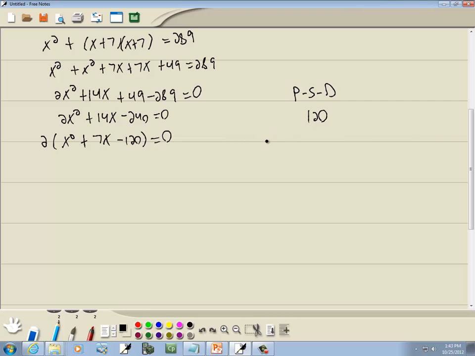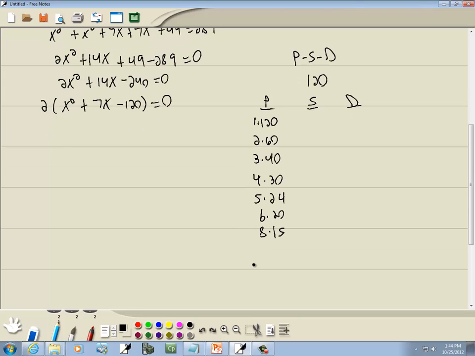Take the number at the end, ignoring signs, so 120, and we're going to create our columns. P column, we write down all products that give us 120. 1 times 120, 2 times 60, 3 times 40, 4 times 30, 5 times 24, 6 times 20, 8 times 15. There's our 7 right there, but let me see if I can continue. 9, I don't think so. 10 times 12.